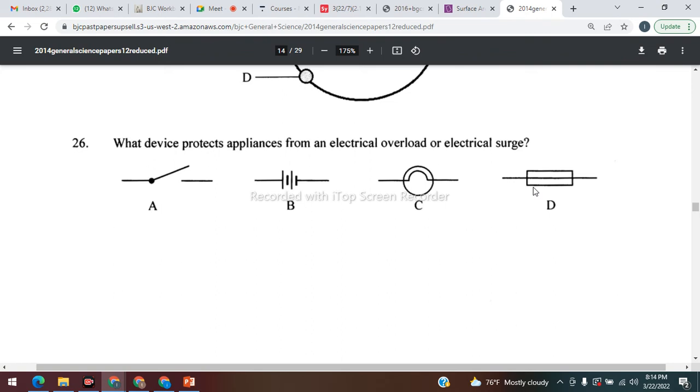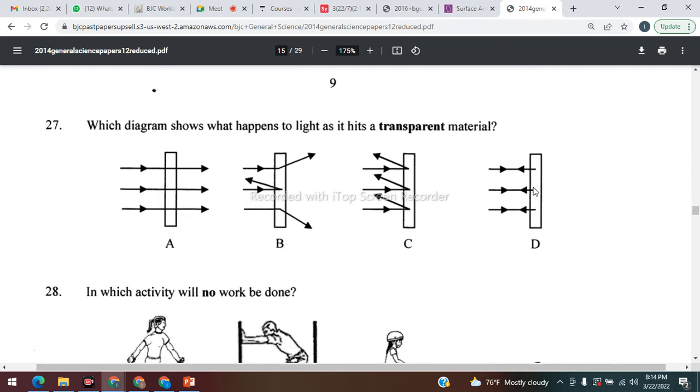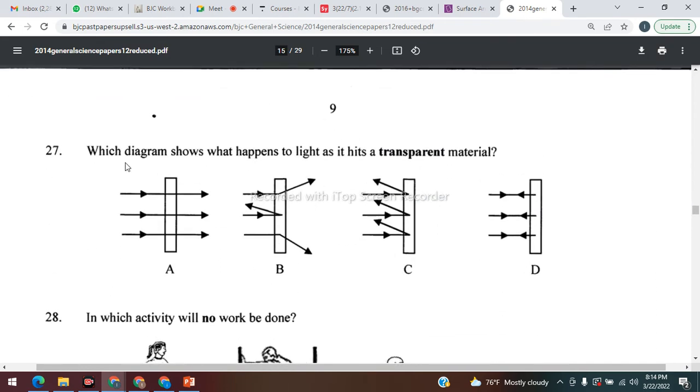Okay, so let's move forward. Number 27. Which diagram shows what happens to light as it hits a transparent material? The correct answer is A, because it's transparent. What does that mean? It goes through. You could see it. It goes right through, right? So this is transparent, so the light rays pass straight through.